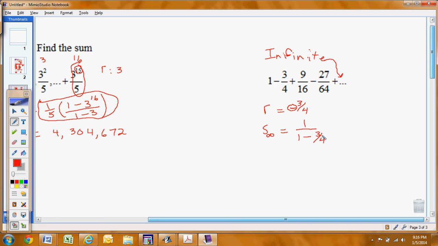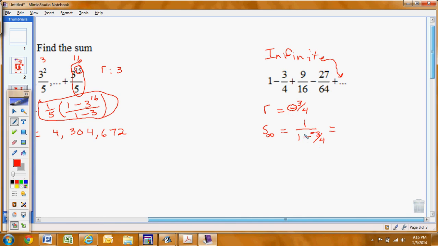And that's it. It's a1 over 1 minus r, if you look on the other side there. So 1 minus 3/4 is 1/4. Or excuse me, 1 minus negative 3/4. I was going to say that's not right. r is negative 3/4, and I just made the mistake that I don't want you to make.